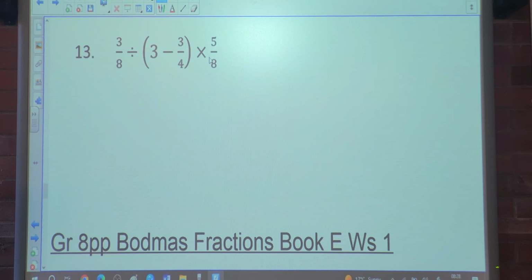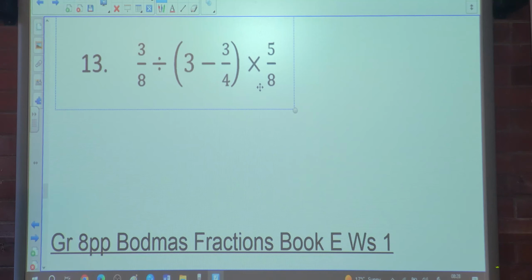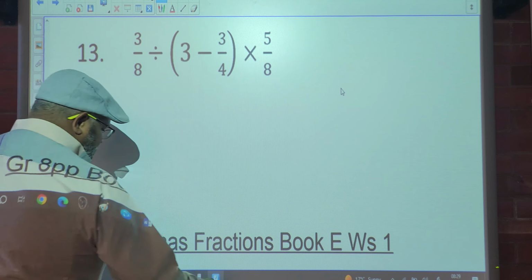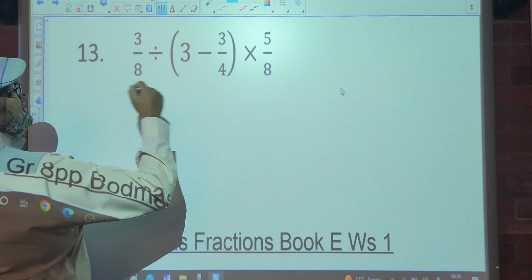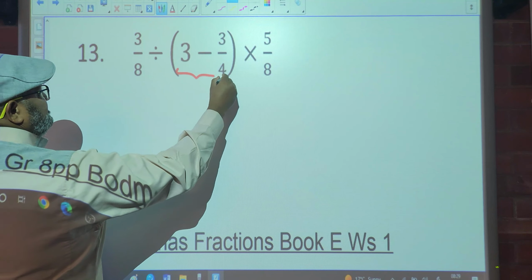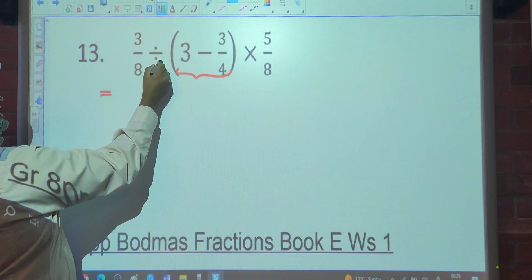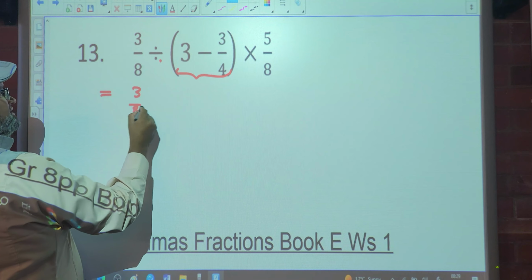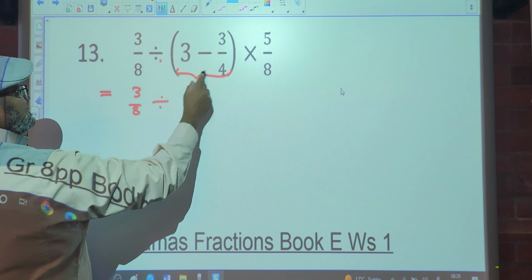Number 13. We've got 3 over 8, or 3 eighths, divided by 3 minus 3 over 4 multiplied by 5 over 8. What needs to be done first? The bracket. Can I change this already to multiplication? No. So it's 3 over 8 divided by... What's your LCM inside this bracket?